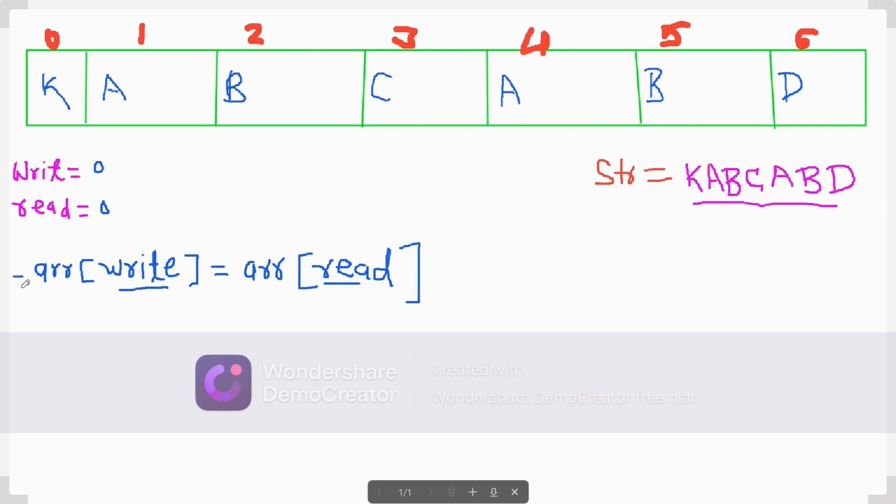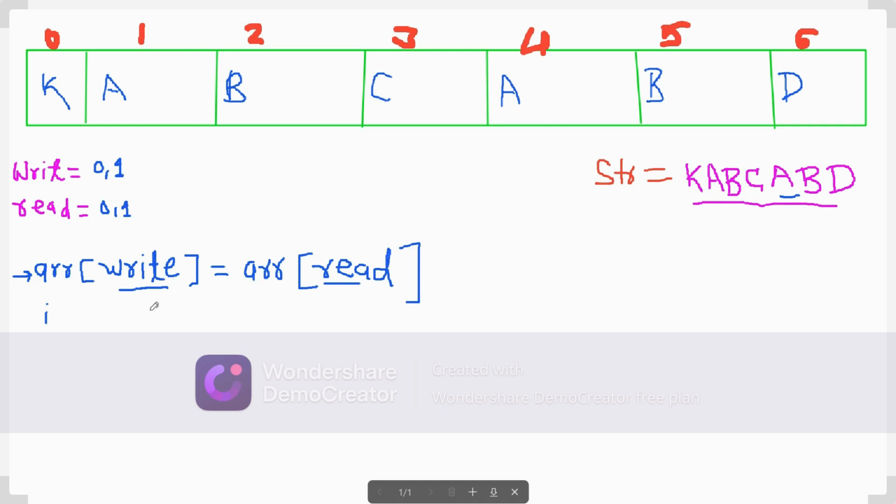So we will come to this line. Array of write equal to array of read, which is already F, because both of them are 0. So this would be F only. Now what we will do is we will check if write is greater than 0, because we are looking for either AB or CD. Right now on the left side of write we cannot form the 2 character string. AB or CD is not possible because right now write itself is 0. So we will not go for any check. Then we will go to the next pointer. So we will increase both of them. Write is also 1 and the read is also 1, 0 plus 1 and 0 plus 1.